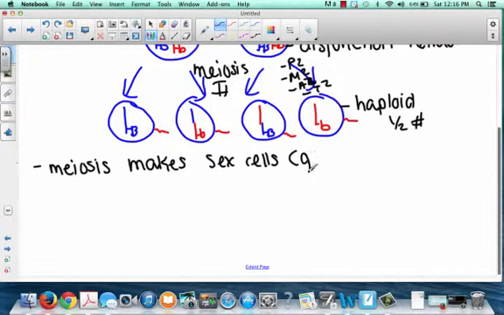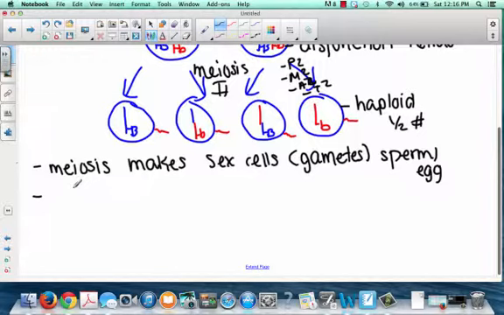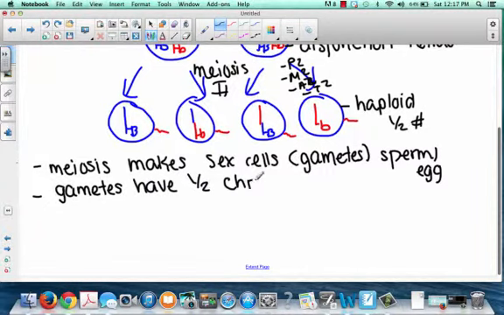Another word for sex cells is gametes, which are our sperm and egg. The second thing we need to remind ourselves is that gametes have half the chromosome number of that organism. So for example, humans have 46, so the gametes are going to have 23 chromosomes, because they have half the number.